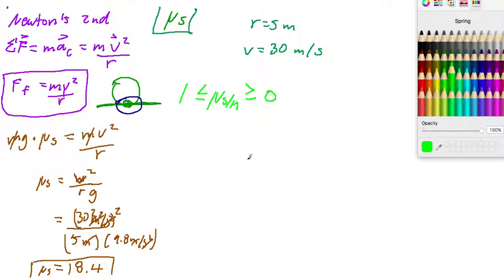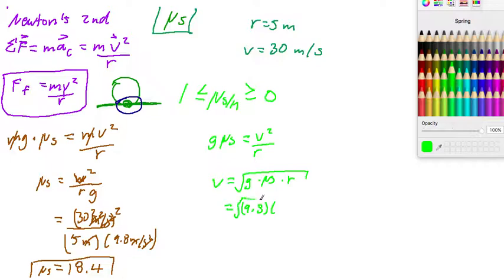Now let's prove why it wouldn't be able to make it. Let's pick up our formula again. I'm going to put the g on the other side. So g times mu sub s equals v squared over r. Now let's find v. v is going to be equal to the square root of g times mu sub s times r. Now we're going to plug in 9.8. I'm going to skip units.